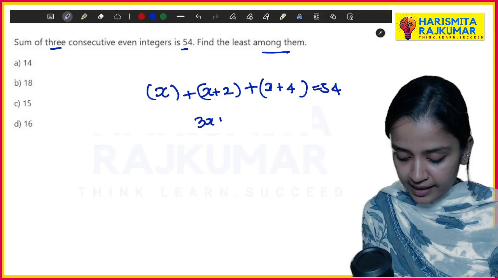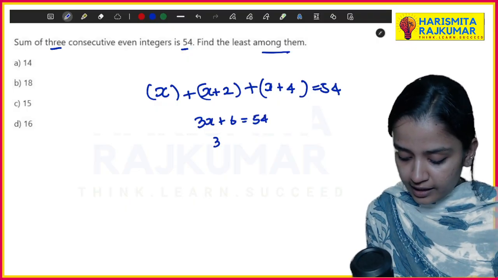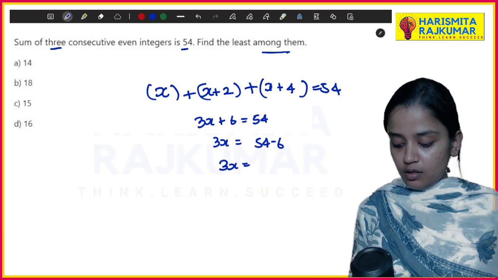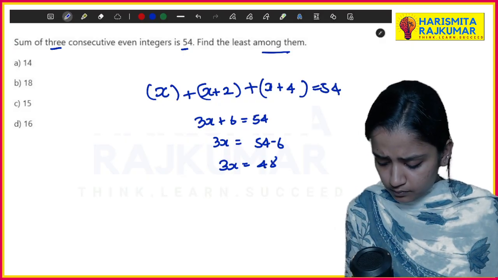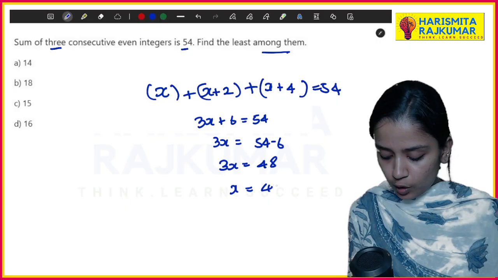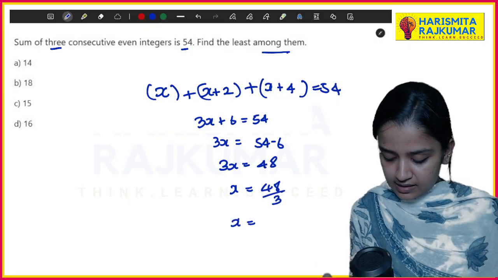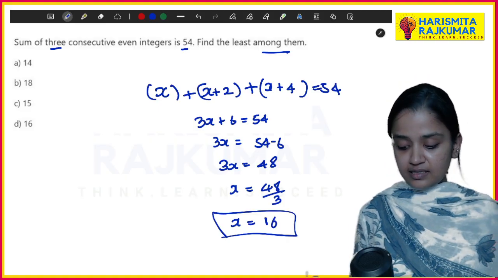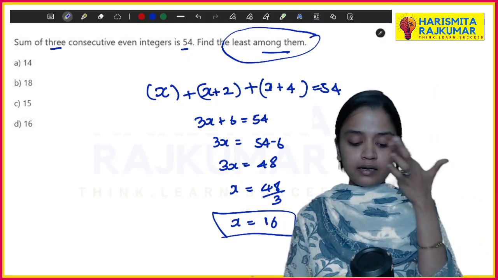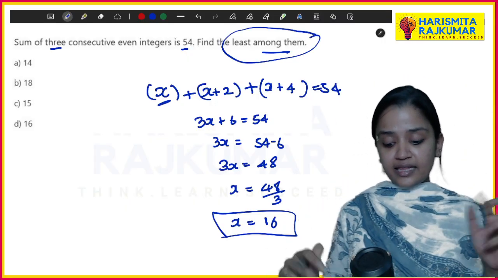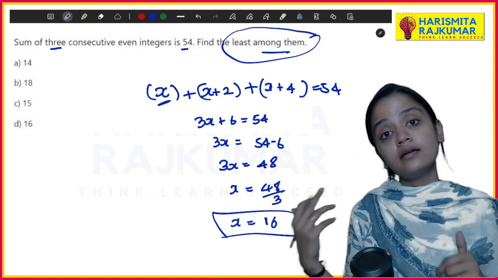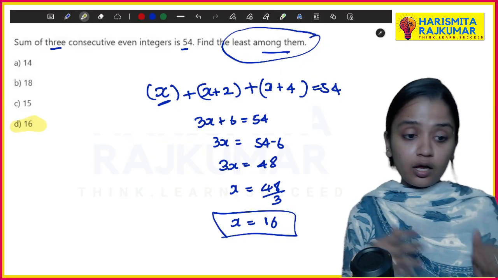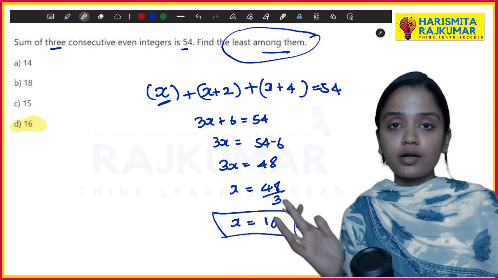First, it will be 3x plus 6, which will be 54. Then 3x will be 54 minus 6. 3x will be 48. X will become 48 by 3, which is 16. X is 16. So they asked the least number, so your least number is x. Then x plus 2 is 18, then 20. So your least number is 16. So 16 will be your right answer. I hope you understood the sum.